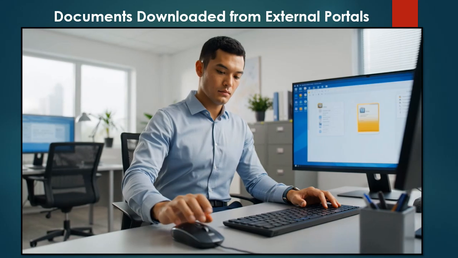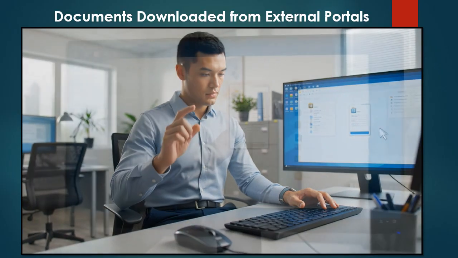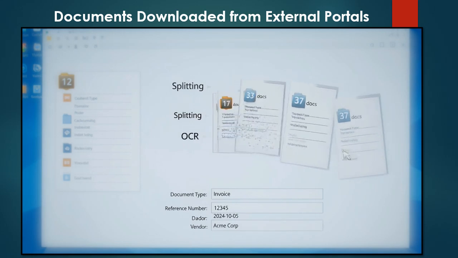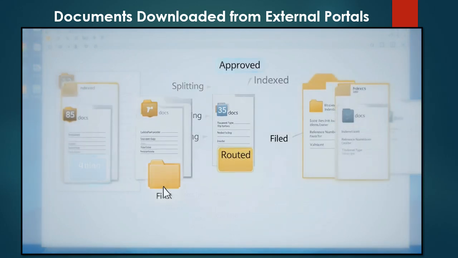From the portal, select and download your bundled PDFs. Drag them into the DocuWare hot folder to begin processing. The system automatically splits and OCRs. Files are routed securely to your team for approval.